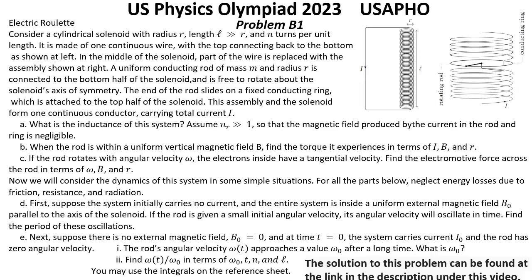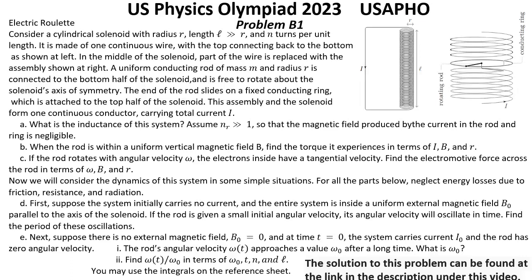First part. What is the inductance of this system? Assume that n r is much greater than 1, so that the magnetic field produced by the current in the rod and the ring is negligible.